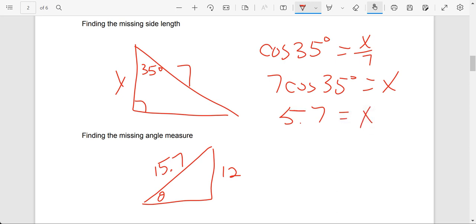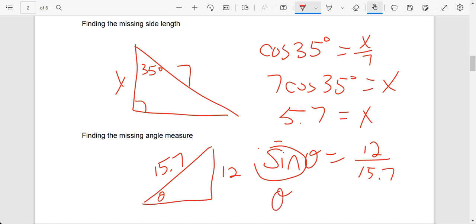Next, finding the missing angle measure. So we got opposite and hypotenuse. Which one is that? You're right, it's sine. Opposite is 12, hypotenuse is 15 over 7. So in order to get theta by itself, we have to do an inverse sine function. Whatever this is right here, you're going to do its inverse. So theta equals, you're going to go in your calculator and say inverse sine, which is basically just clicking the second button, then the sine button. Plug that in. And what do you get? You get 50 degrees. There's your answer.